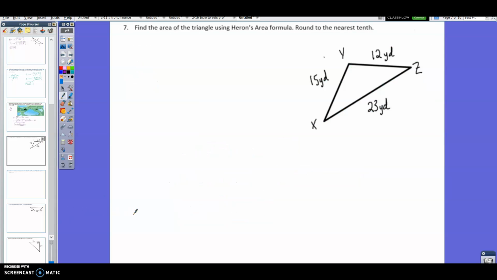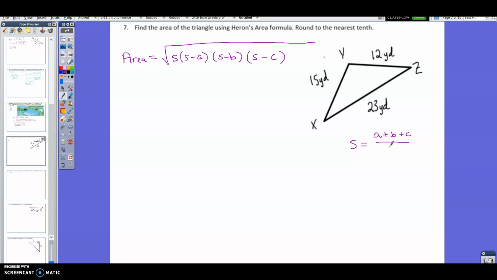Okay, number 7 says to find the area of the triangle using Heron's area formula and round to the nearest tenth. So Heron's area formula is the area is equal to the square root of the semi-perimeter times the semi-perimeter minus A times the semi-perimeter minus B times the semi-perimeter minus C, where the semi-perimeter is A plus B plus C, or all the sides added together, divided by 2.